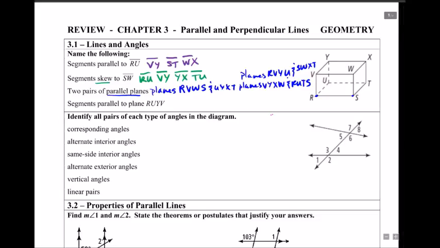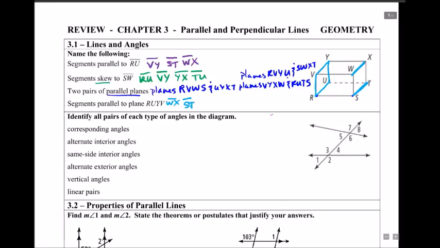All right, and lastly here, segments that are parallel to plane RUYV. So let's go over and find RUYV. All right, so we want segments that are parallel to that plane. So our top and bottom segments over here on our right-hand side, that's our left plane, so our right plane would be good. So segment WX and segment ST. Make sure you're using proper notation. If you're asked for a line, use the notation for line. If you're asked for a segment, use notation for segment, plane, point, etc.